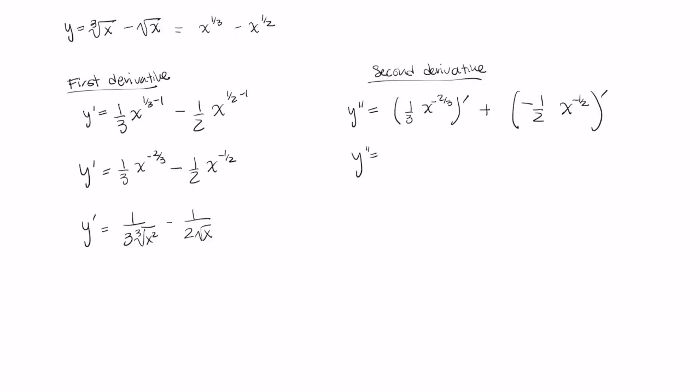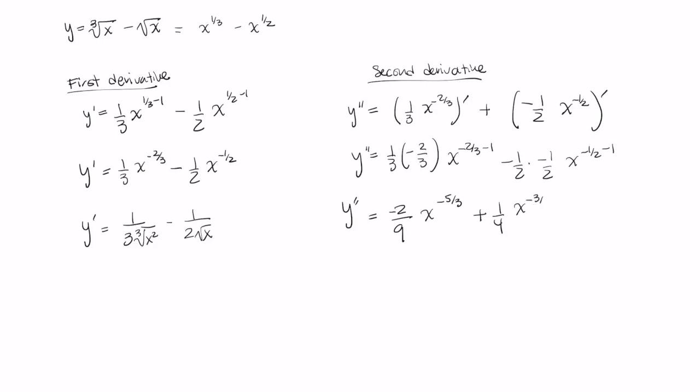So of course we begin by applying the power rule, that is this exponent gets multiplied out to the front. And then in our exponent we subtract 1. And let's do the same to this negative 1/2 times x to the negative 1/2 power. Okay, we can rewrite this as negative 2/9 times x to the negative 5/3 power plus 1/4 x to the negative 3/2 power. Cleaning this up yields negative 2/9 times the cube root of x to the 5th plus 1/4 times the square root of x cubed.